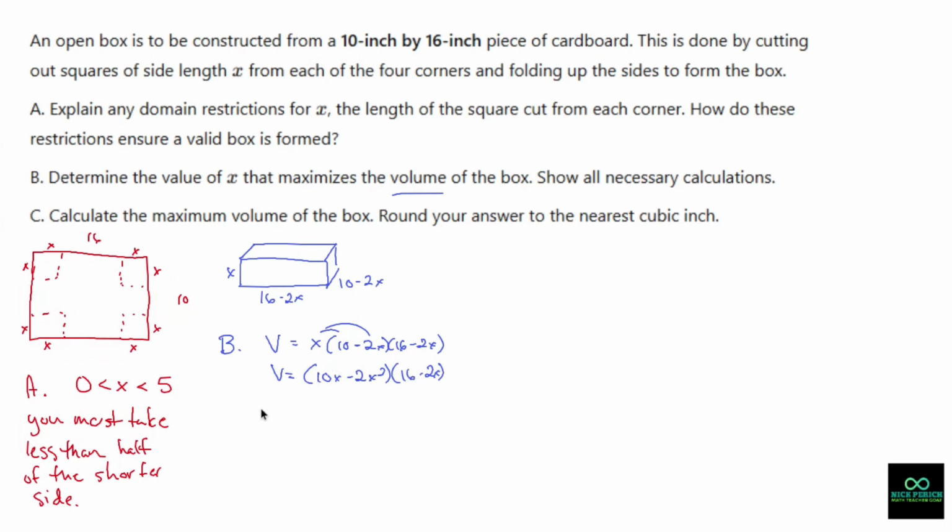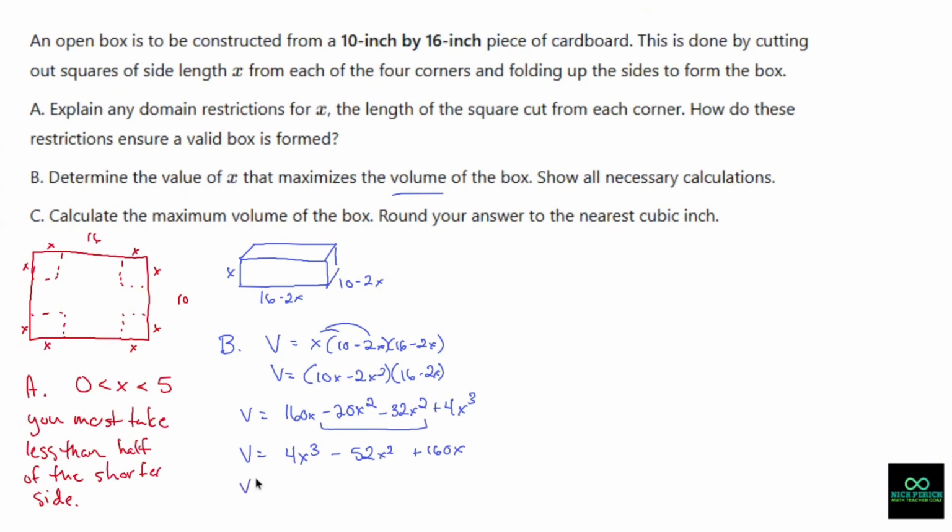10x times 16 is 160x, so V equals 160x. 10x times negative 2x is negative 20x squared. Negative 2x squared times 16 is negative 32x squared. And negative 2x squared times negative 2x is positive 4x to the third. Let's write this out in standard form and combine like terms. So 4x to the third goes first. These combine to make negative 52x squared, and then plus 160x is lingering. Now what I need to do is take the derivative and set it equal to 0.